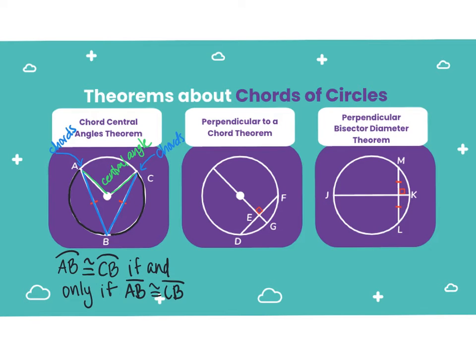So let's take a look at the perpendicular chord theorem. Perpendicular chord theorem states that if a diameter of a circle is perpendicular to a chord, then the diameter bisects the chord and its arc. So this right here would be the diameter, and we can see from this symbol here that it is perpendicular to this chord here.